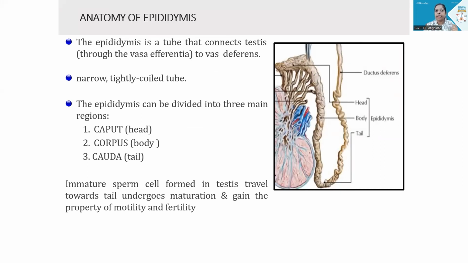What is important in the epididymis is that during the PESA process, the mature sperms can be retrieved surgically from here. So when we see the anatomy, the epididymis is very important.